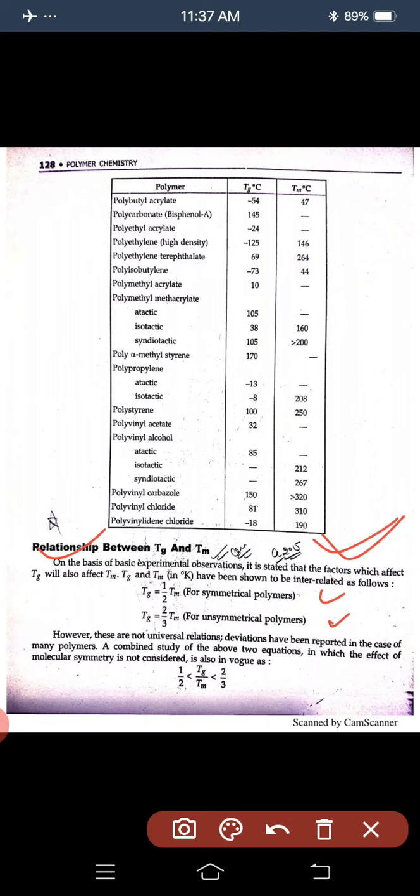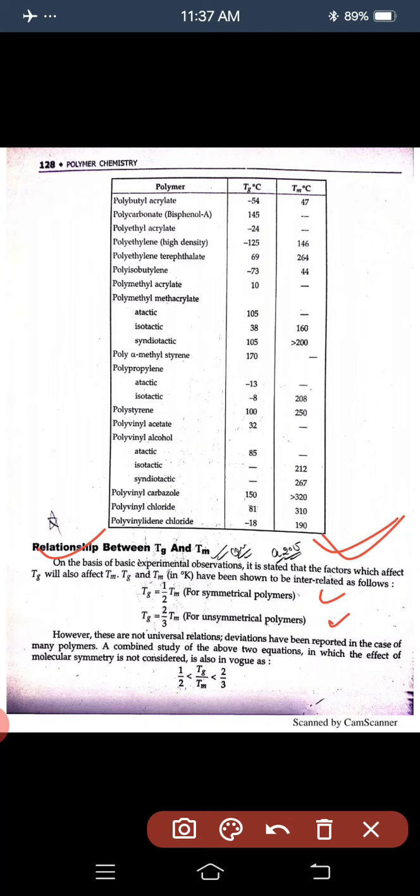For symmetrical polymers, the glass transition temperature is related to the melting temperature as Tg equals half Tm. It means we can say that Tm is double of Tg in symmetrical polymers, but in unsymmetrical polymers, Tg is equal to 2/3 Tm.